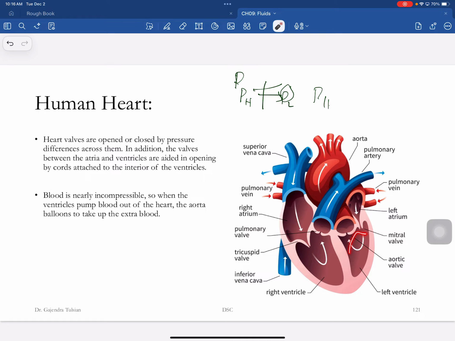Okay, so when the ventricle contracts, it's pushing blood, and so these guys balloon to take the extra blood. Now, as you get older, if these guys become stiffer and they're not expanding, then the pressure increases. So increase in pressure is also an indication of the stiffness of your blood vessels.